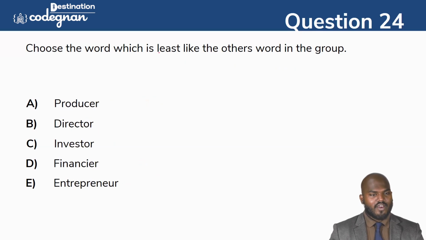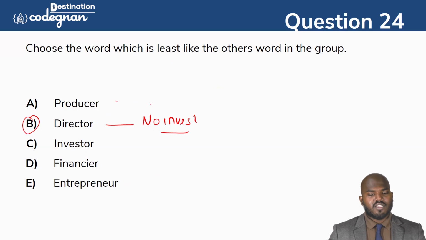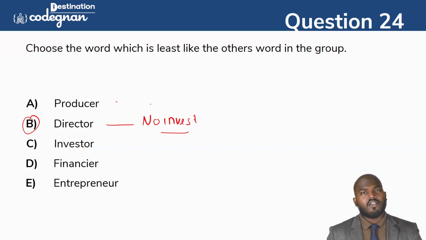Choose the word which is least like other words in the group: producer, director, investor, financier, and entrepreneur. We will go for option B, because option B is the only one who does not invest. Producer will invest money in the movie. Investor will invest something. Financier will invest funds for some financial activity.